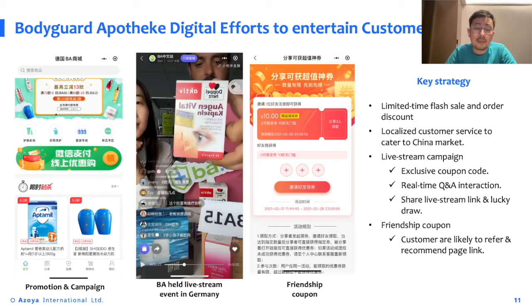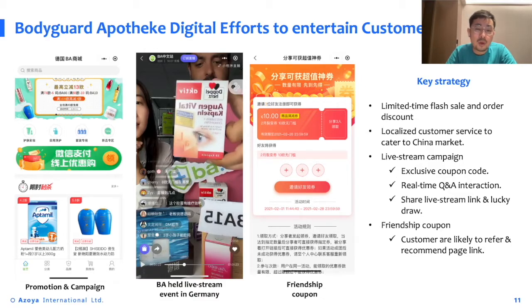The retailer holds frequent live stream events, and they do it from Germany. The benefit of running campaigns from Germany is that customers get the feeling that they're being offered real and authentic products. Worrying about fake products is a big concern for most customers who like to buy from a trusted source, and live streaming is effectively solving that issue.